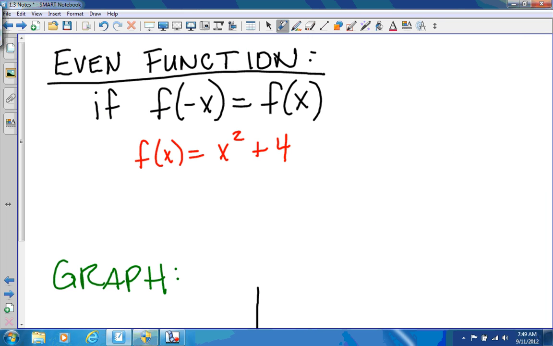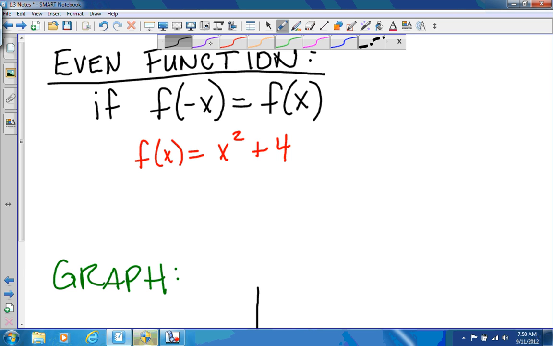Finally then, for today, we can classify functions in two different ways. One would be as an even function. An even function, if you substitute a -x into the function, you will get the same function back. So f of -x equals f of x.